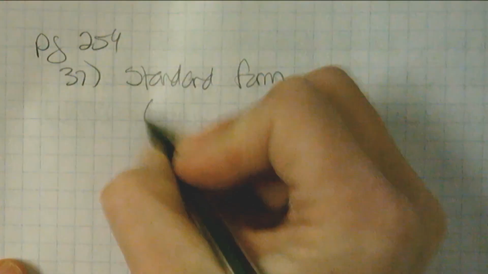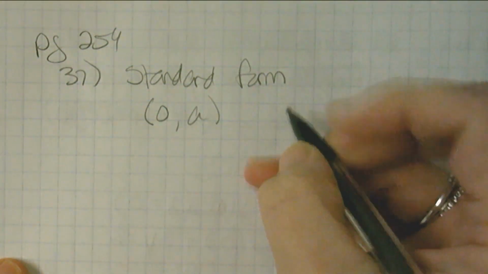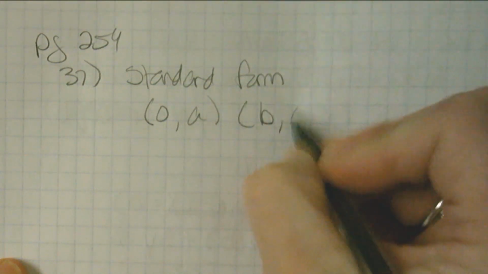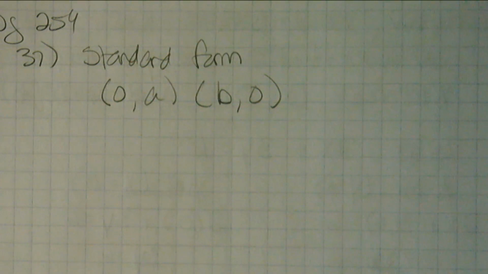All right, and I have the points (0, A) and (B, 0). To write an equation in standard form, I have to start with either point-slope or slope-intercept form. I feel like slope-intercept form is the easier one to start with, so I'm going to start with that.